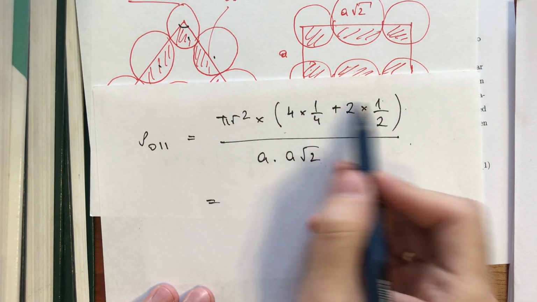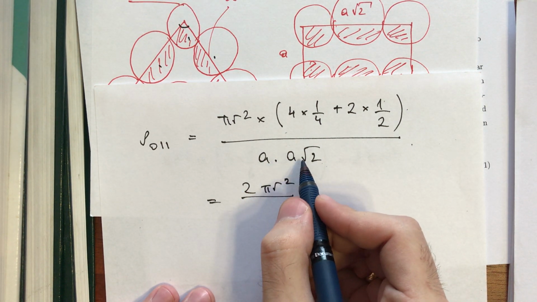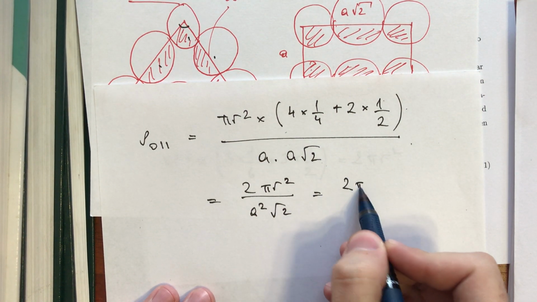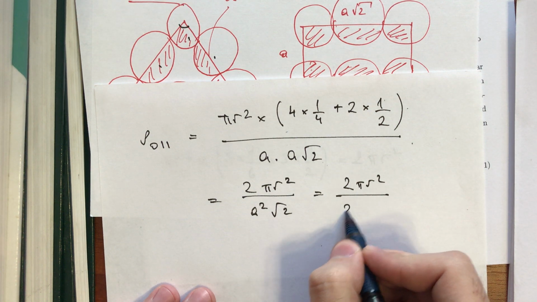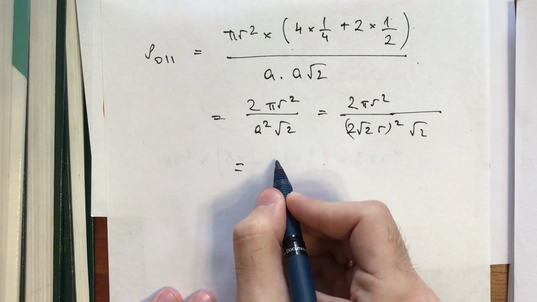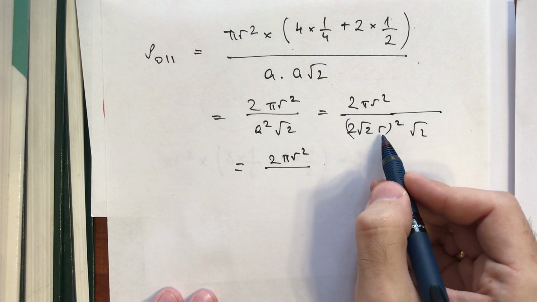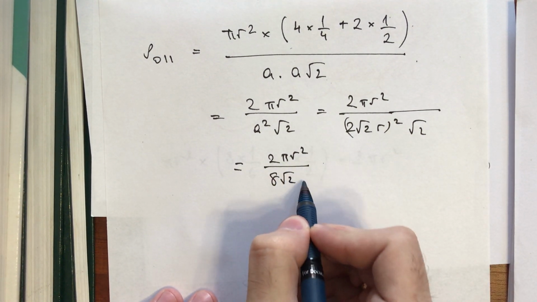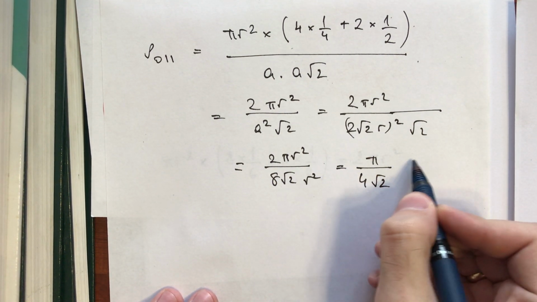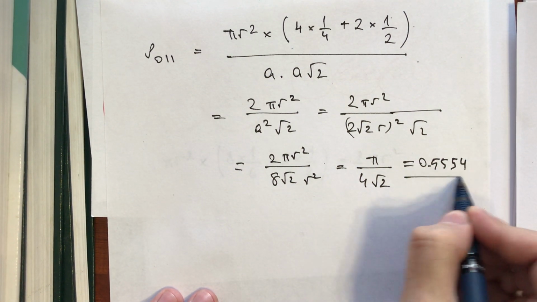So we have 2 pi r squared divided by a times a, which is going to be a squared square root 2. A squared is going to be 2 square root 2 r squared, times square root 2. Modify this expression again to get 8 square root 2 r squared. Simplify to get pi divided by 4 square root 2, and that will give you 0.5554 as the planar density.